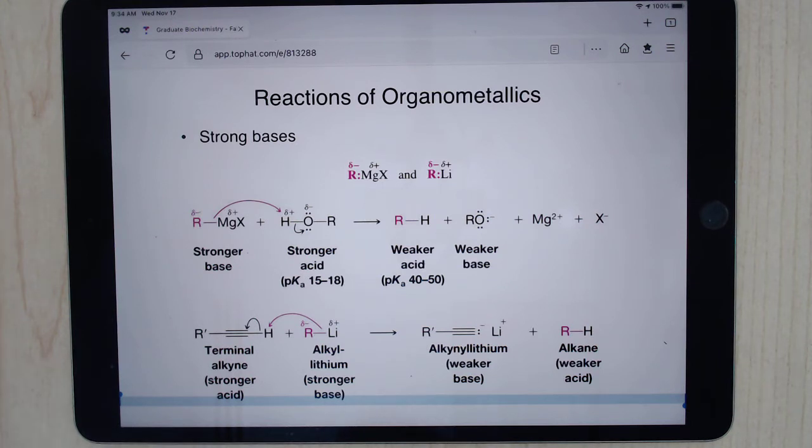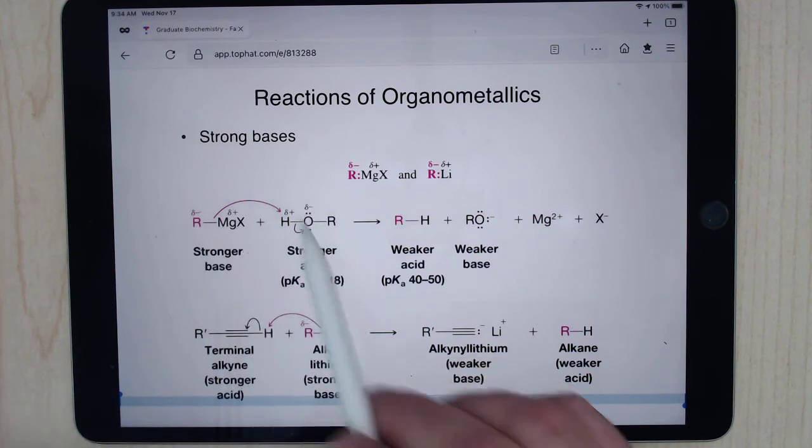Lots of times they're going to be used as an incredibly strong base. Okay? And so if you've got something like methyl Grignard or butyl lithium, you're going to be able to take off some pretty good CH bonds. So the terminal alkyne, usually you can use butyl lithium to get that away.